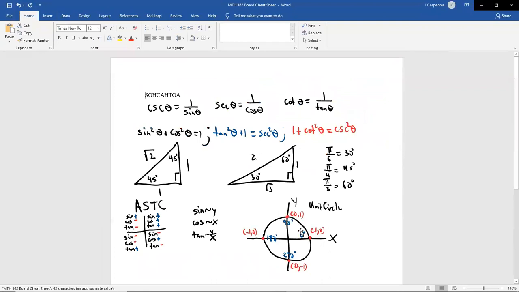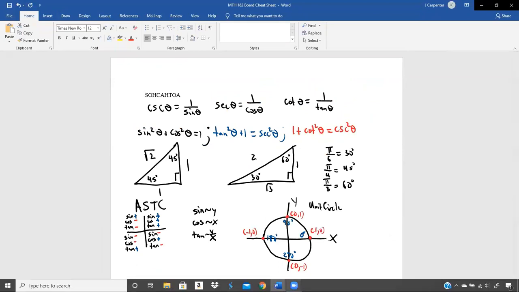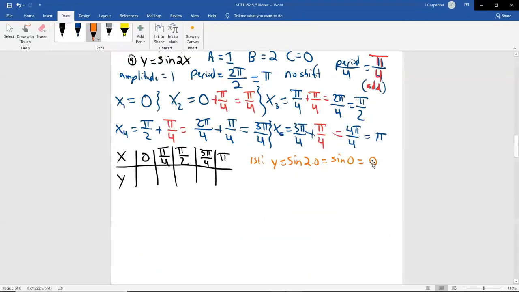So 0 radians, 0 degrees. Remember that sine takes the y coordinate. The y coordinate is 0. So that's how I knew that this was a 0. So that's what goes here.